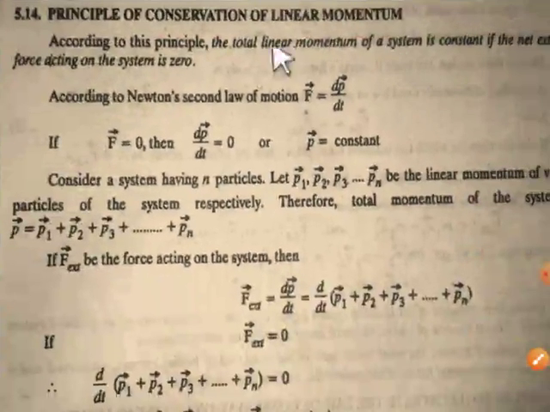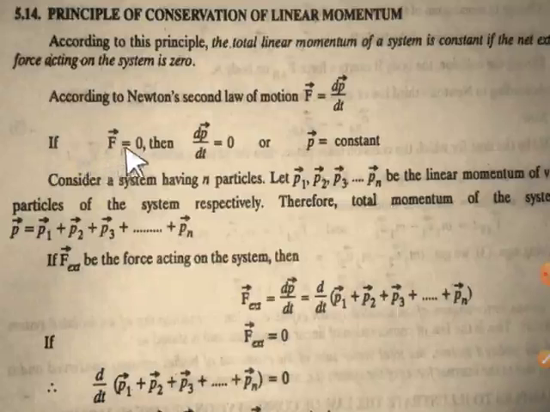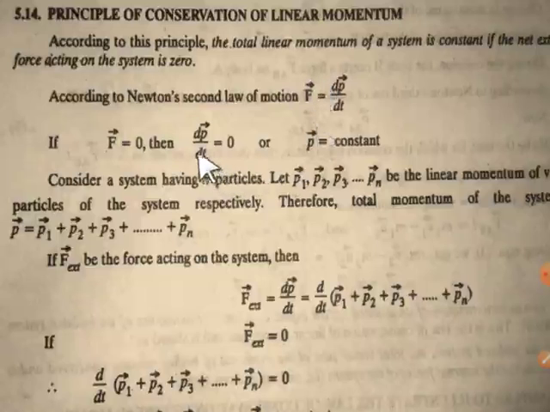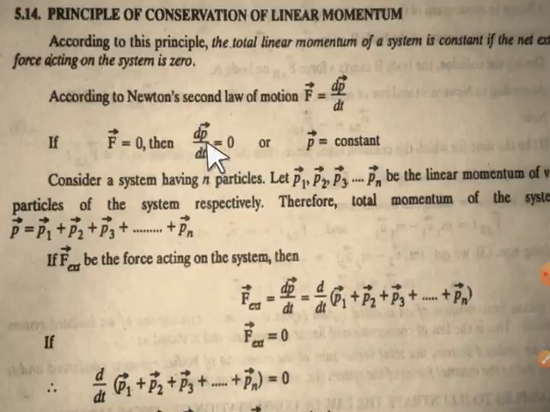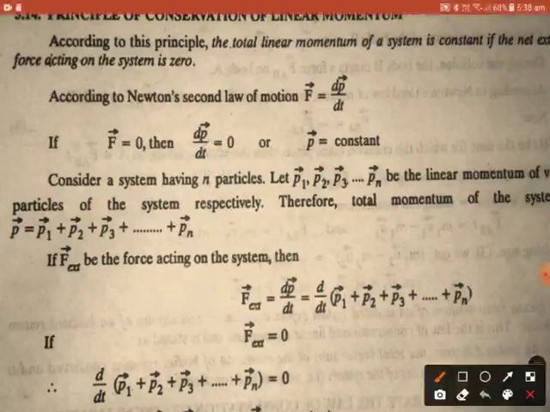Now see, in the definition, if there is no external force acting on the body, what happens? If F vector is equal to 0, then dp by dt will be equal to 0. In calculus we know that if the differentiation of a quantity is equal to 0, then that quantity must be a constant quantity. We always say that the differentiation of a constant quantity is always 0.